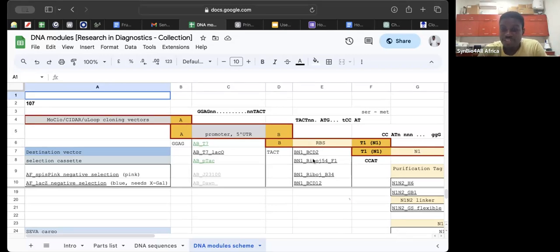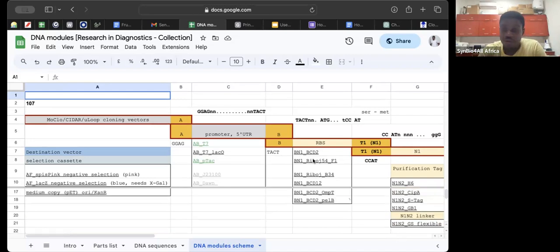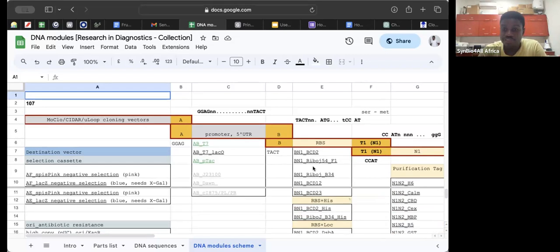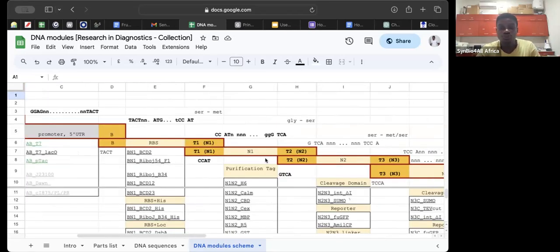So whatever RBS you choose from this sequence, when you digest it, it's going to produce this overhang, right? And then you continue. At the front of the RBS, the overhang that is produced is compatible to the back of the promoter, the 5' end of the promoter.